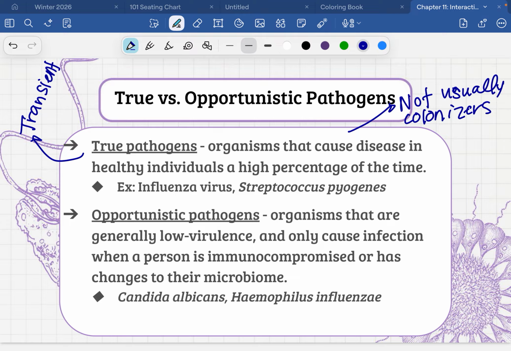Okay, true pathogens are the true meat eaters. They're the people who would choose steak over everything else. So true pathogens will cause disease almost all of the time, even in healthy individuals. Things like Candida albicans and Haemophilus influenzae, I know you guys don't know what those are yet, but we're going to talk about them more later.